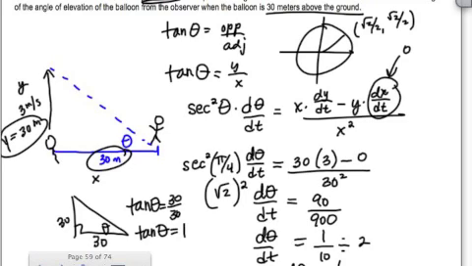Ooh, I just totally messed this up. It would actually be radians per second because we did it in radians, right?